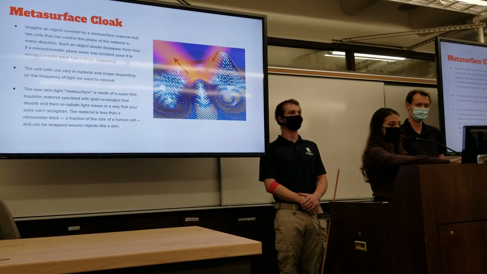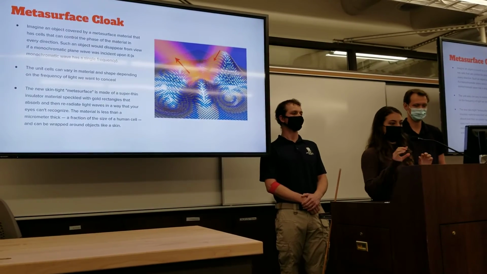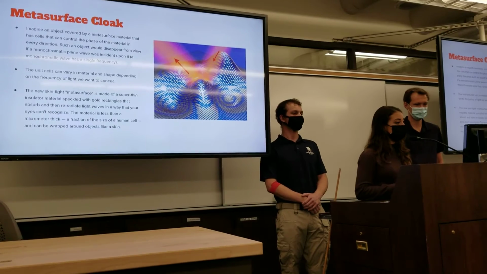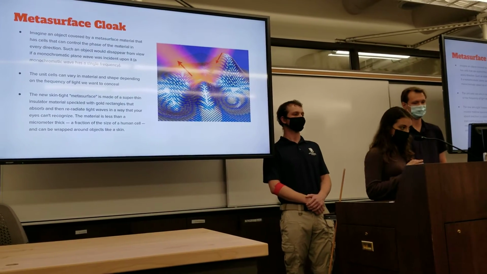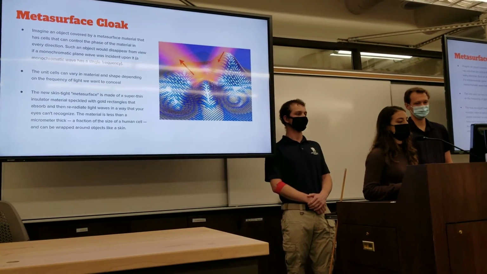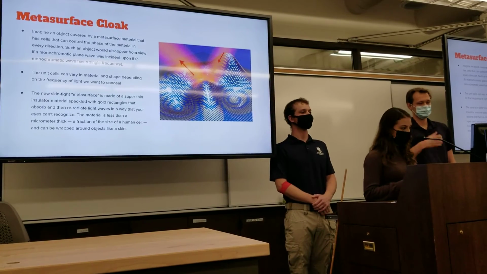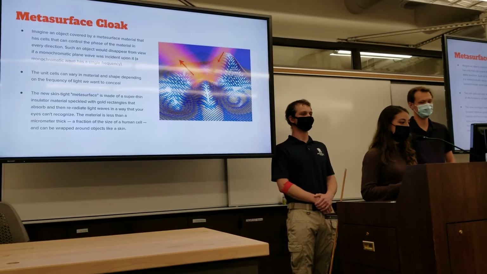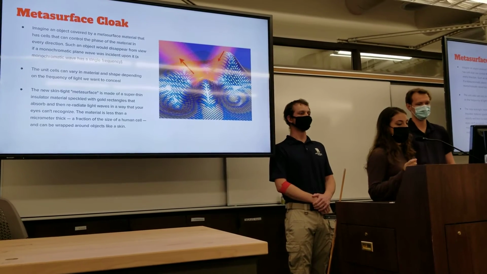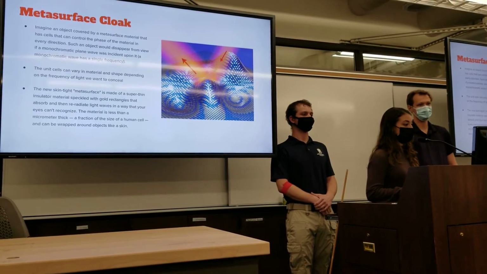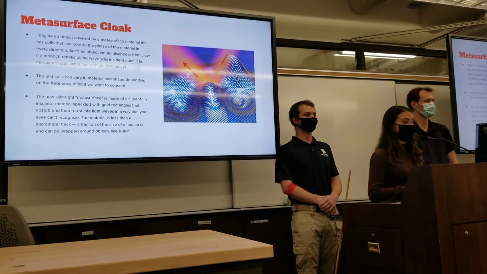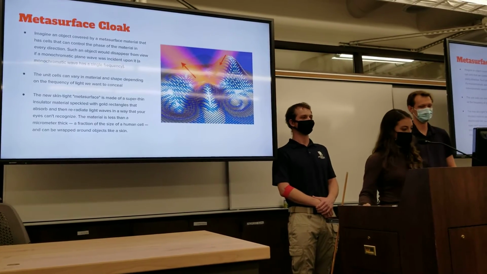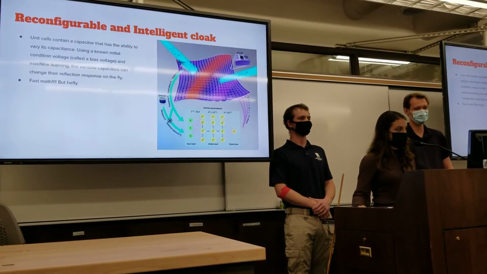So this metasurface cloak would be like skin tight. It's made of a super thin insulator material speckled with gold rectangles, and that would absorb and radiate light waves in a way that our eyes can't recognize. And this material is less than a micrometer thick, a fraction of the size of a human cell, which is crazy. And yeah, it can be wrapped around objects like a skin.